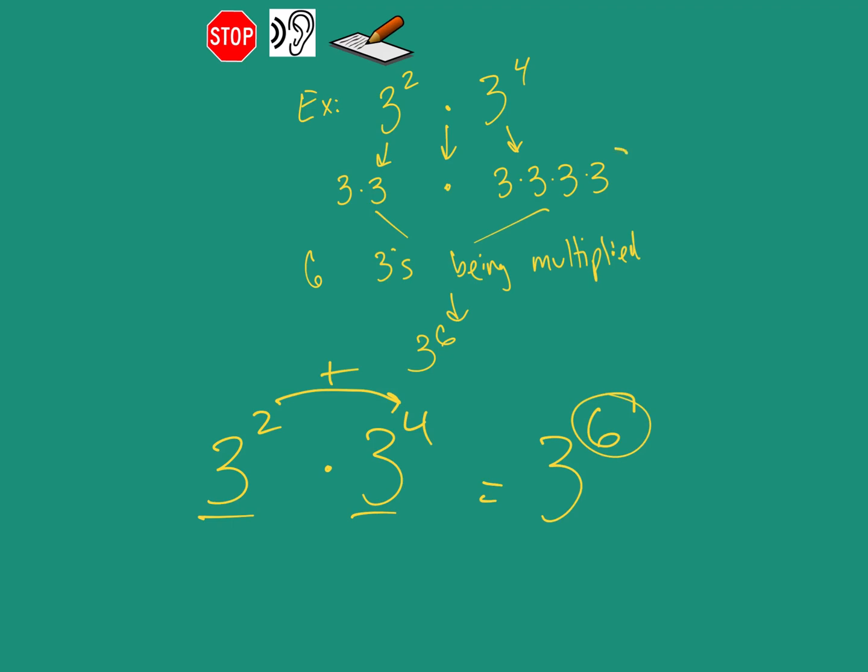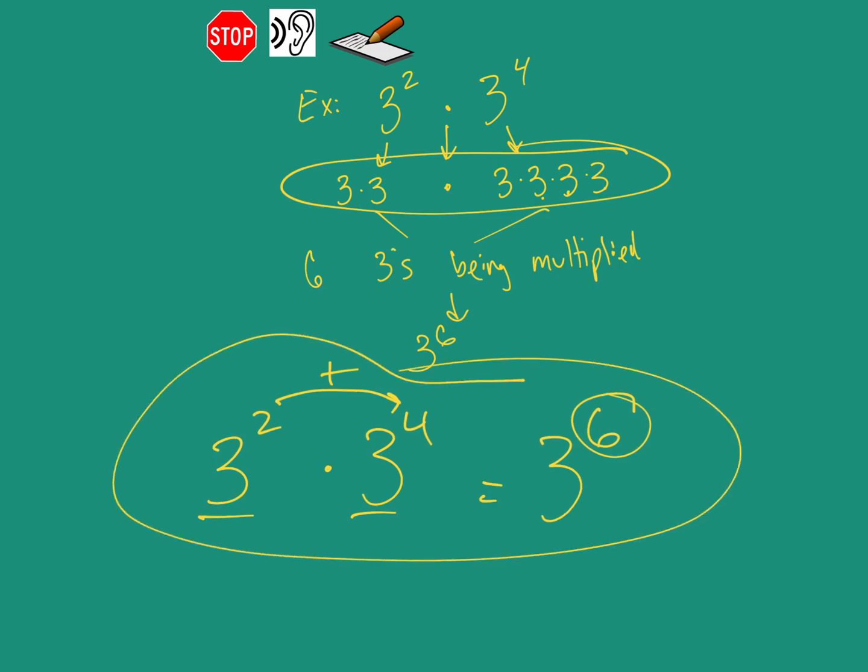And so we kind of proved why that works, because we have our expanded form right there. 3 times 3 times 3 times 3 times 3 times 3 was equal to 6 threes. So now we can justify in this version why we're getting that answer, or why we're able to add our exponents. So I'm going to keep moving forward. Stop, record, and make sure you get this into your notes.